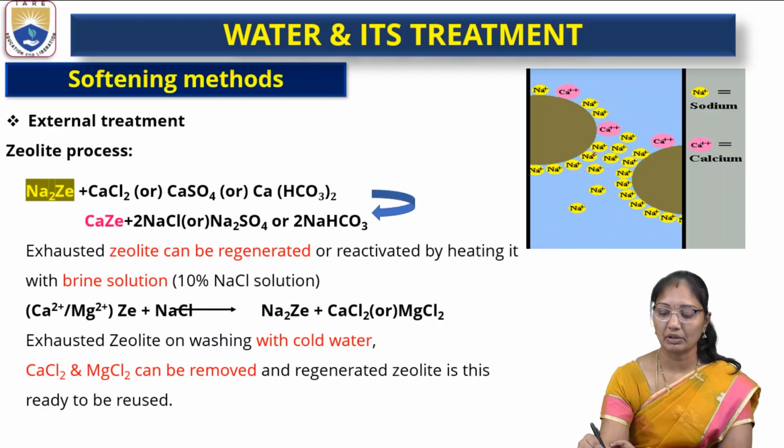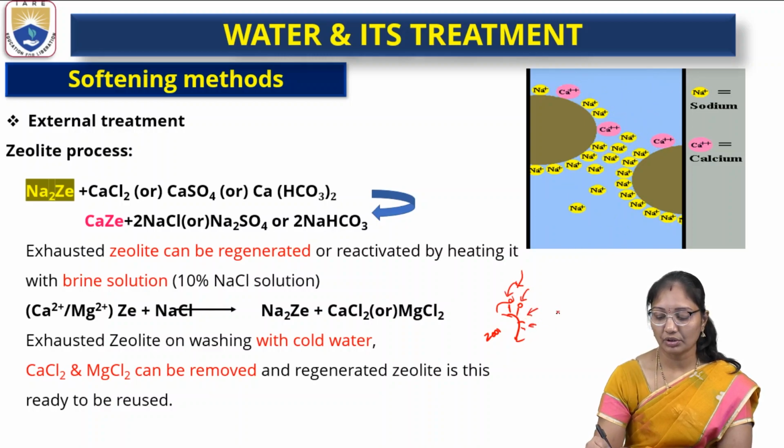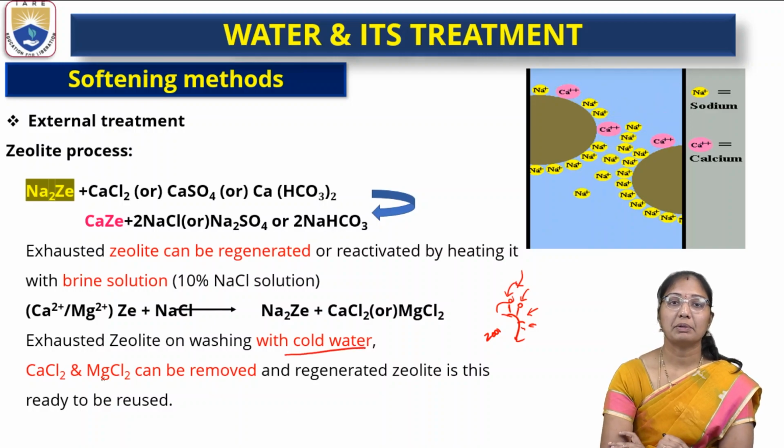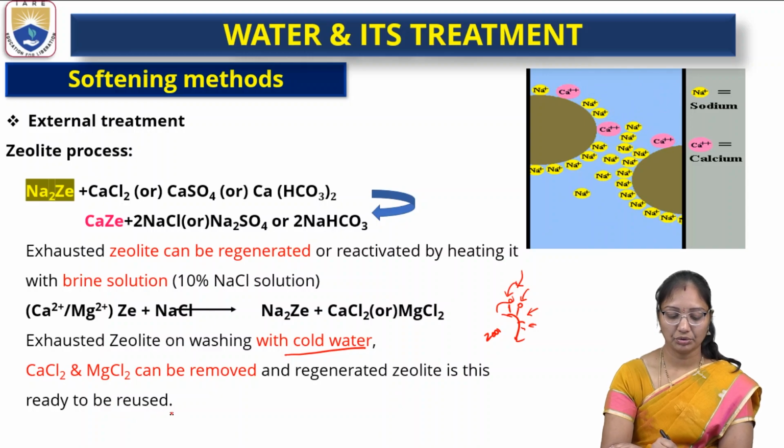These are the sodium ions which are there on the beads. Suppose this is zeolite, so sodium ions are there. So when hot water comes, the sodium ions present in this area will be removed and calcium and magnesium salts will attach on this zeolite. Once all the zeolite active sites are attached with calcium and magnesium, then we have to wash with cold water. Then calcium and magnesium chloride can be removed and regenerated zeolite is then ready to use.